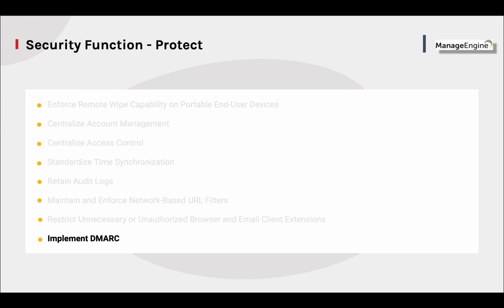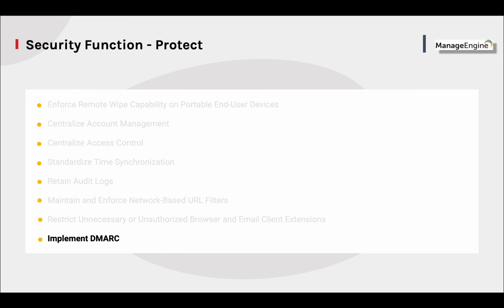DMARC, which stands for Domain-Based Message Authentication, Reporting and Conformance, is an email authentication protocol. It builds on the widely deployed SPF and DKIM protocols. It also adds a reporting function that allows senders and receivers to improve and monitor protection of the domain from fraudulent emails, and defines the action that is to be performed when an email doesn't pass SPF and DKIM.